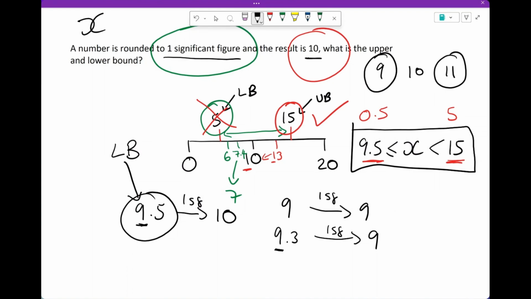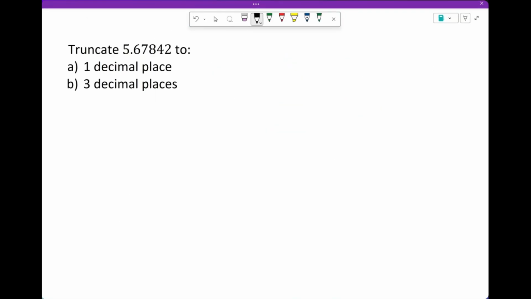Now let's have a look at truncation. To begin with, we're just going to recap how truncation actually works. We've got a number here, and we need to truncate to 1 decimal place. So what you need to do is identify the first decimal place, which is a 6, and simply delete everything after that. You remove everything after that regardless of what digit comes next. So the answer to 1 decimal place would be 5.6. This is easier than rounding, because you don't have to consider the second decimal place.